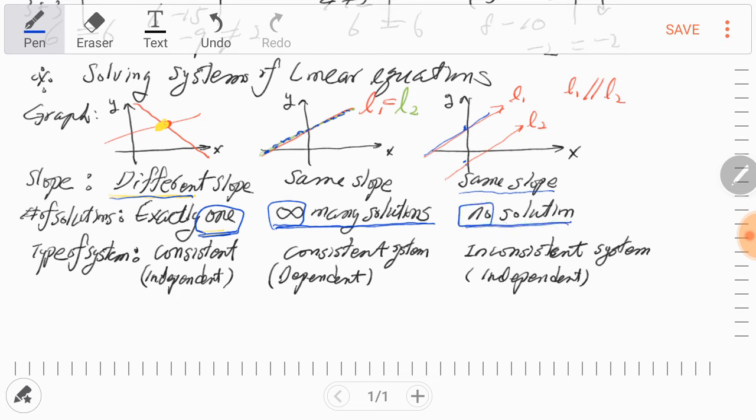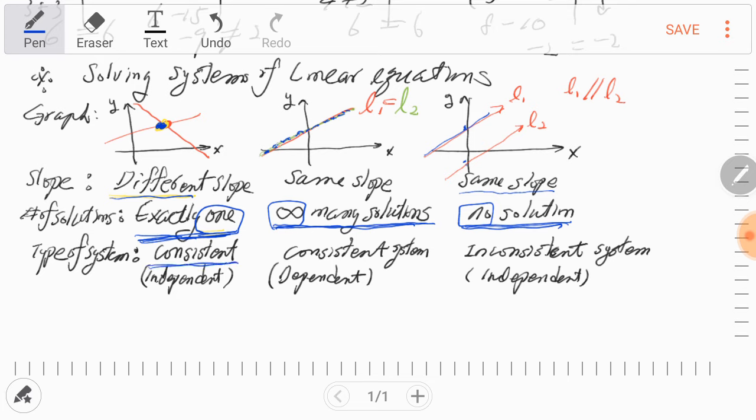So there are three types of solutions. The first is exactly one solution, then infinitely many solutions, and no solution. If there is a solution, then we call the system consistent. Since there is a solution here, we call this a consistent system.